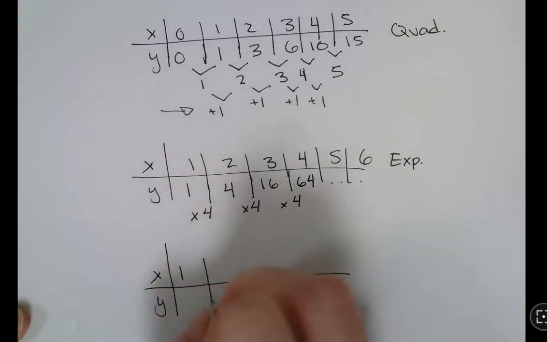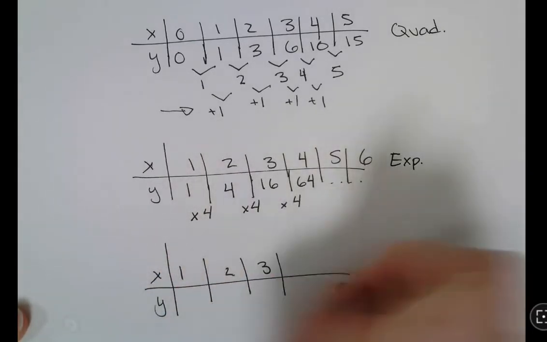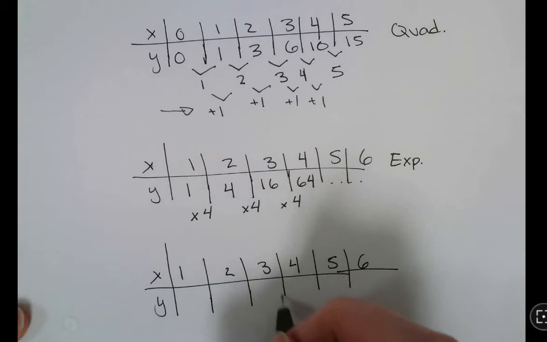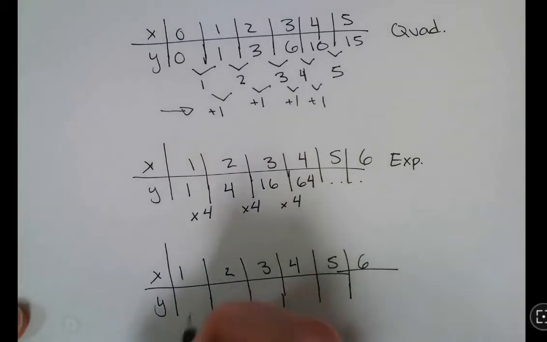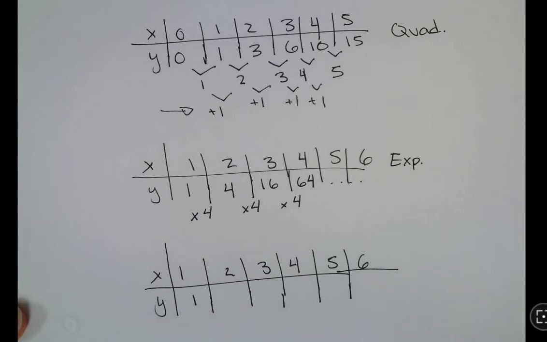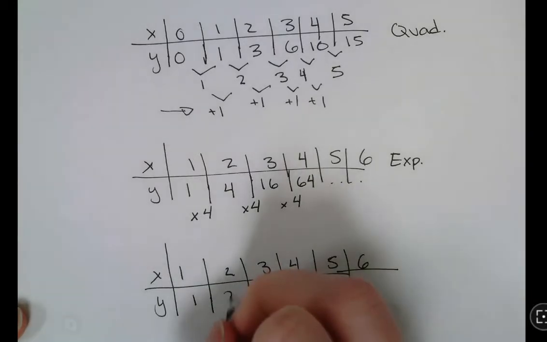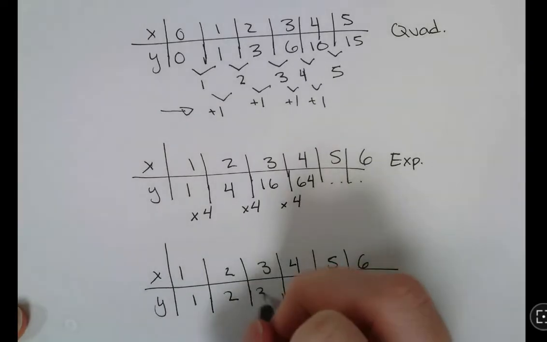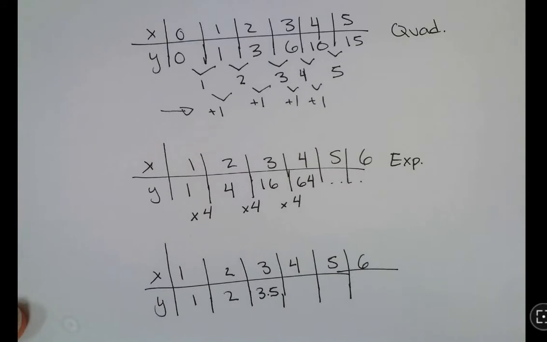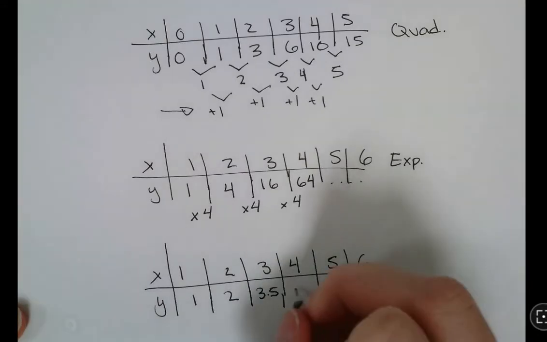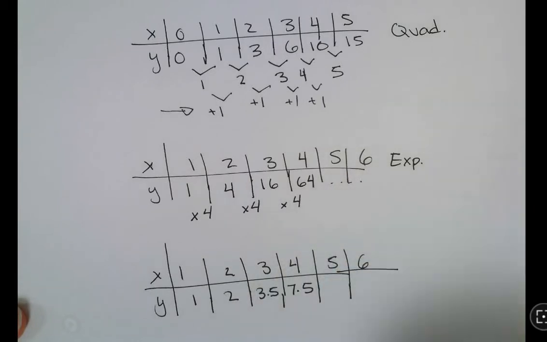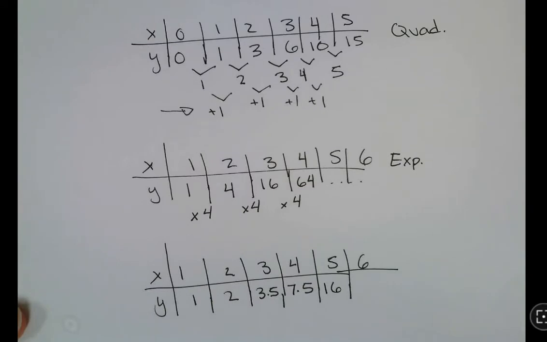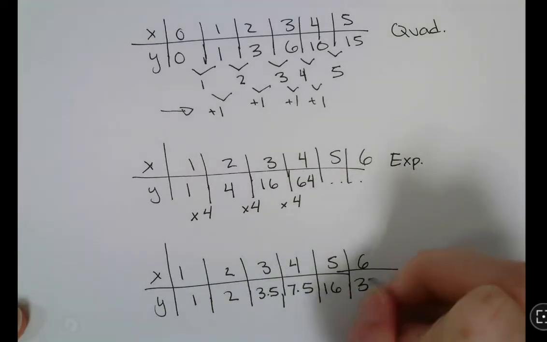So say this was some real life data. We're looking at years for our x value, y values, our sales or something. Say your sales are in hundreds, so say this was 1, and then the next year, say we sold 2, we doubled our sales, yay. Well, the next year it was 3.5. The next year it was a 7.5. And then the next year it was 16. And then the next year it was 32.